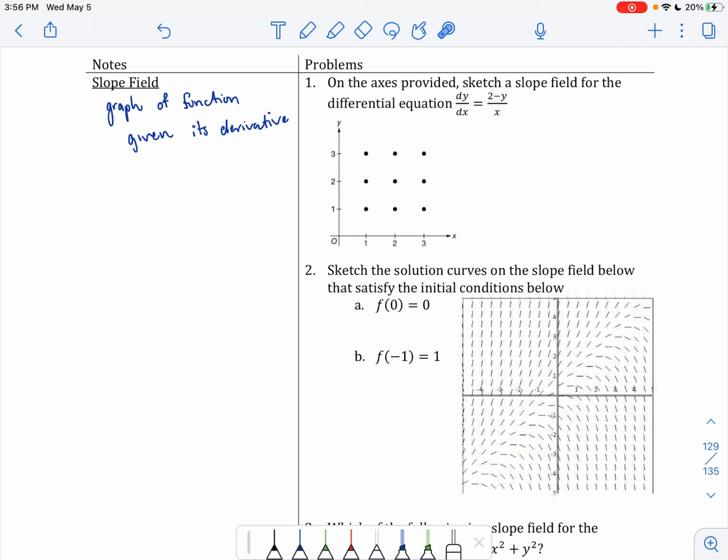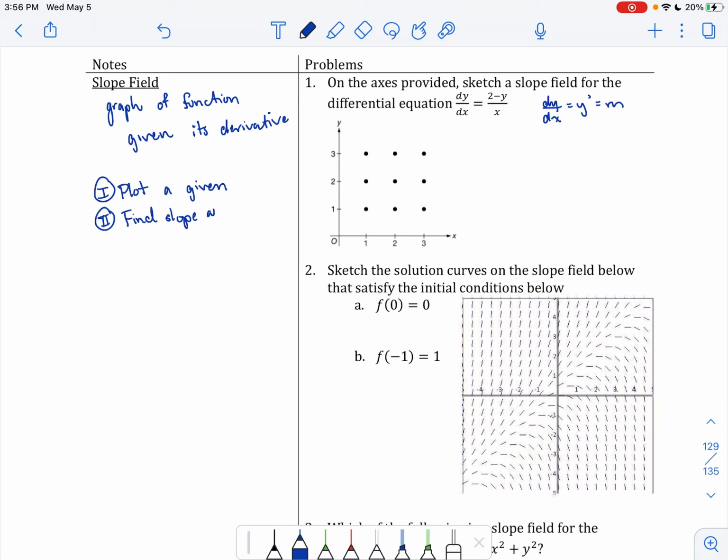So on the axes provided for number 1, sketch a slope field for the differential equation dy dx is equal to 2 minus y over x. So remember, dy dx, or y prime, is the same thing as the slope at that point. So what you want to do is plot each point. In this case, we already have the 9 points that we're going to use.